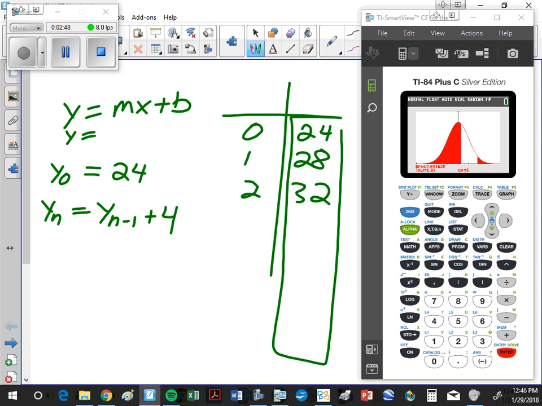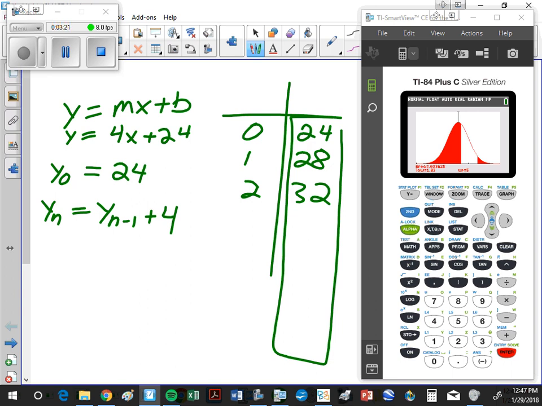But the explicit equation is going to be y equals 4x plus 24. Now can we look into the half minutes? Can we look at 2.5 minutes? Well, what is 4 times 2.5? 4 times 2 would be 8, and half a minute would be 2 more, so 10. 10 plus 24 would be 34. So at 2.5 minutes, there are 34 melons on the truck.